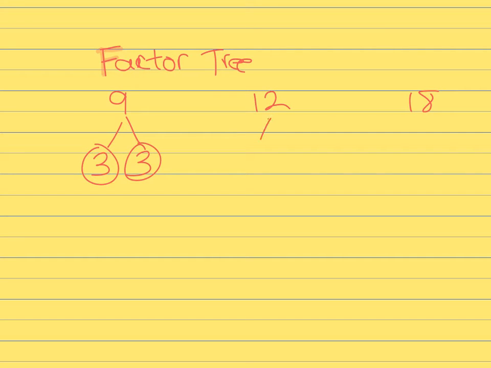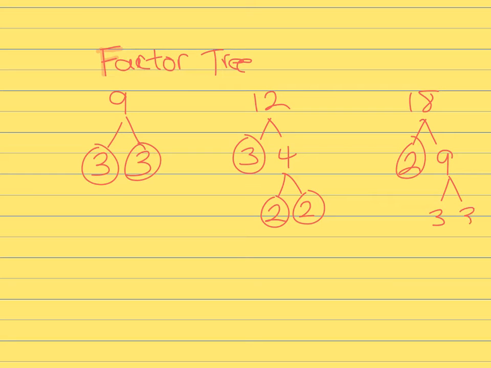We can also find multiples by using the factor tree. So let's use a factor tree, and let's keep that same example. So we have 9, 12, and 18 again. And let's do factor trees on all of them. So 9 can be broken down into 3 times 3. 12 can be broken down into 3 times 4. And then 4 can be broken down into 2 times 2. On 18, that can be broken down into 2 times 9, and then 9 into 3 times 3.